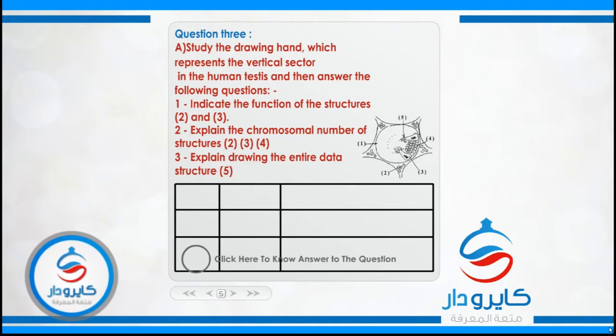Number 2, explain the chromosomal number of the structures 2, 3, and 4. Number 2 is interstitial cells. Number 3, Sertoli cells.